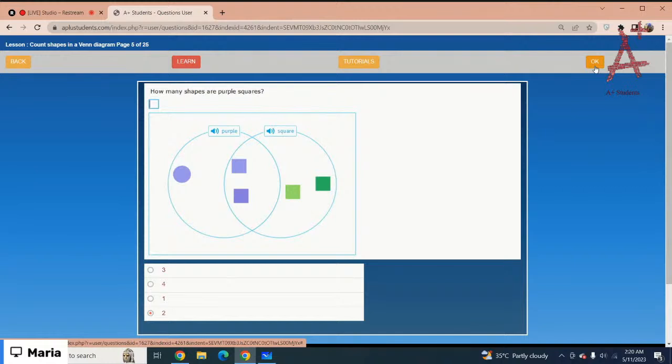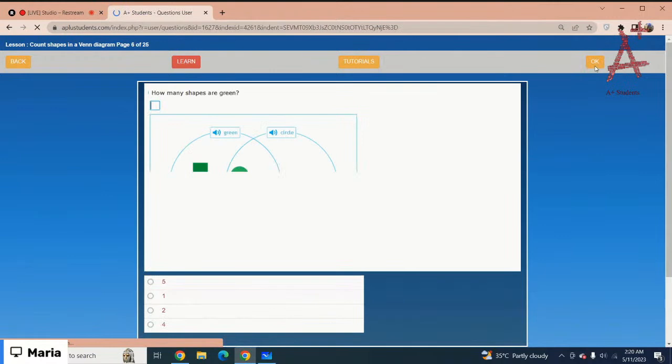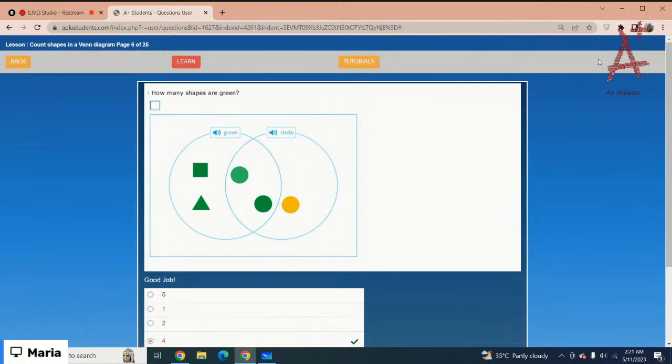Okay, how many shapes are purple squares? Okay, I forgot to click on the OK button. How many shapes are green? So which is the correct option? Yes, you have four shapes that are green. Got it? The correct option is four.